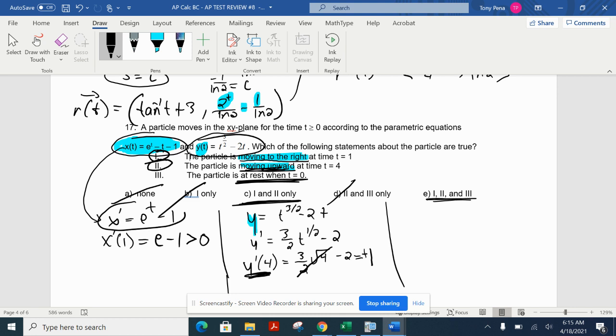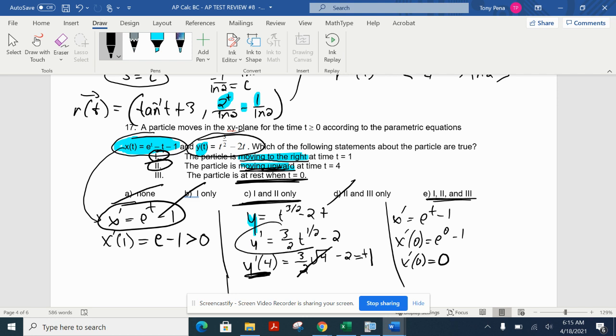So let's take this x primed and evaluate it at 0. Notice how we're going to get 1 minus a 1. So this means we do not have a horizontal rate of change. So that currently looks like maybe we are at rest, but that doesn't mean we aren't moving vertically.